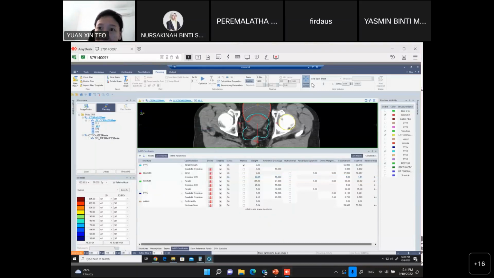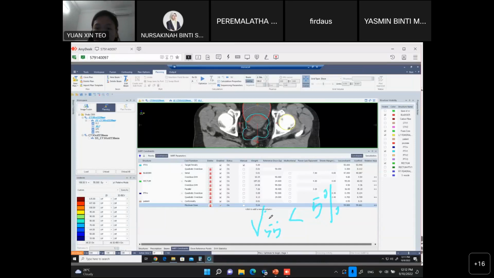Which means V55 is less than 5%. So I need to tell the computer I don't want more than 5%. Now we set 4.8% to get more than 55 gray. Same for the OAR rectum. For this, my colleague set in parallel functions.